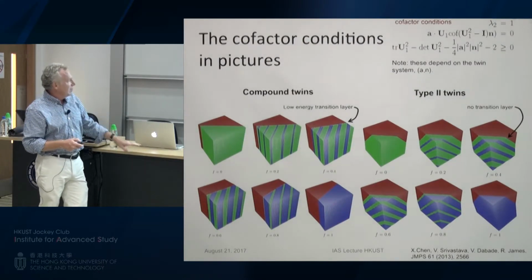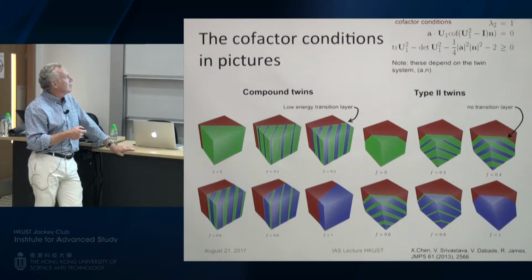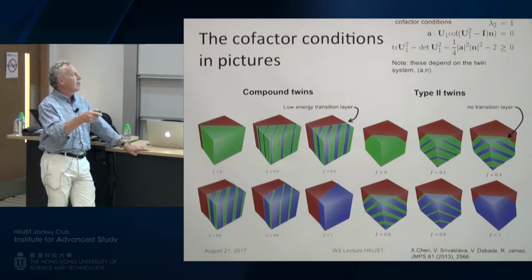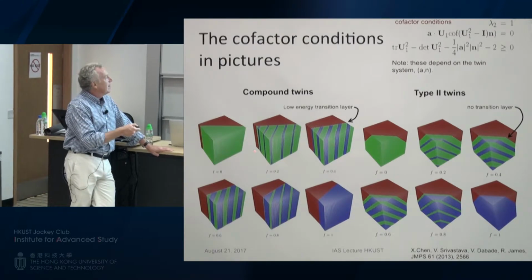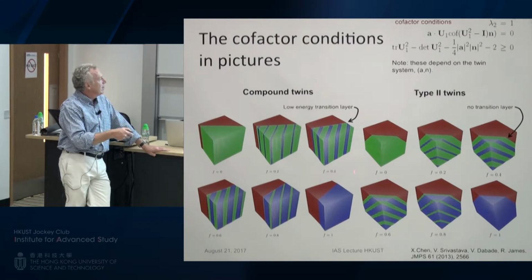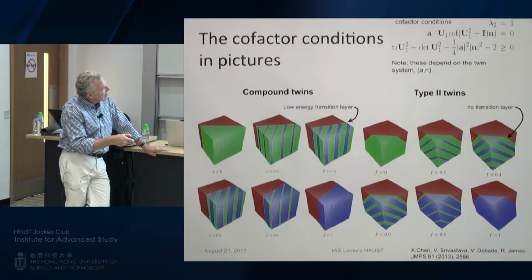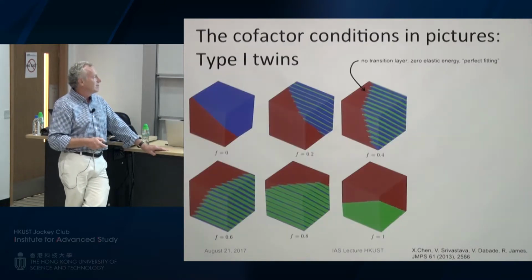This is more detail about different kinds of twins. This depends on which twin system you choose. There's a story about if you satisfy one twin system, which other ones it is satisfied for. It turns out that this is the way it looks. It's a plane strain in the case of compound twins. And for type 2 twins, it turns out that the twin boundary is parallel to the austenite-martensite interface. That's kind of interesting because you don't need any transition layers in this case. So there's no elasticity in this. These are zero elastic energy structures.